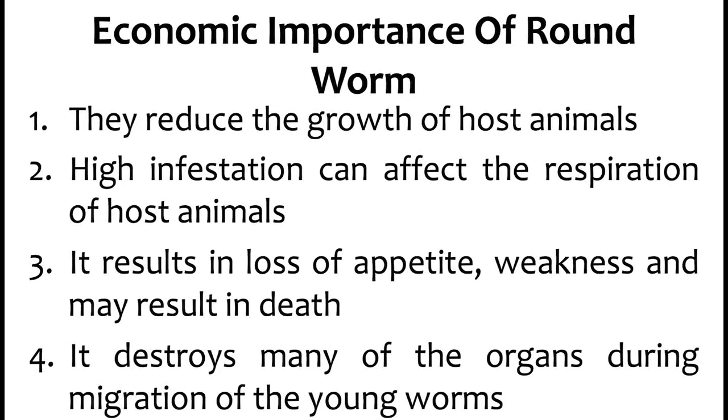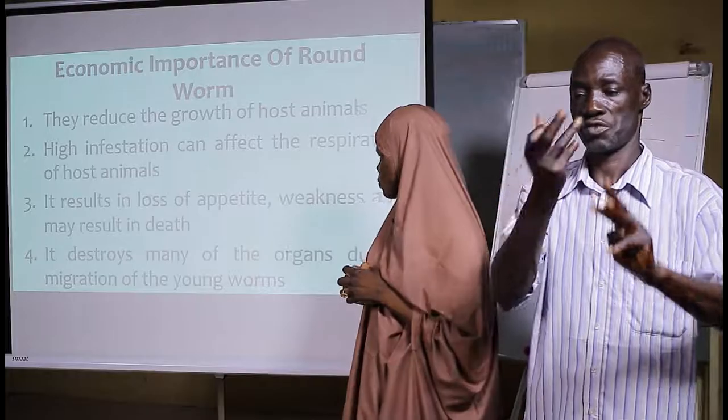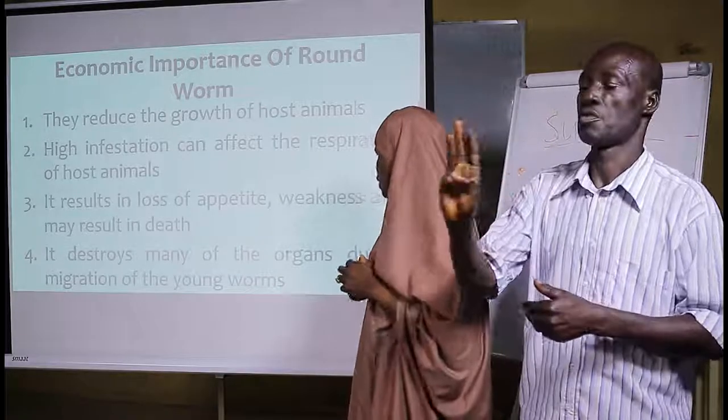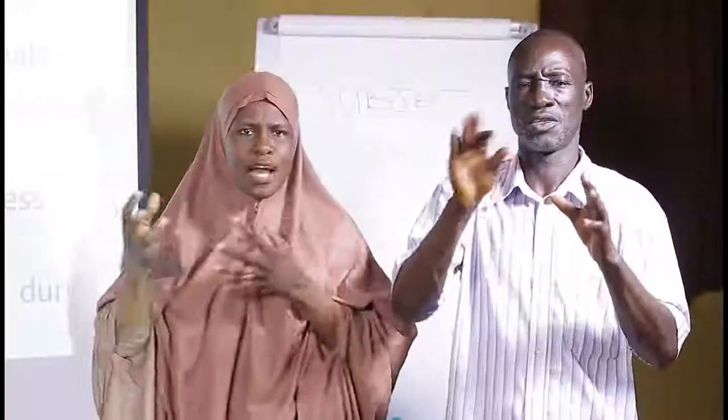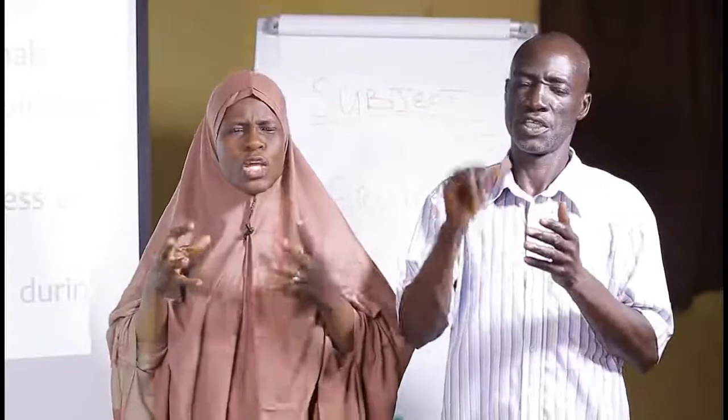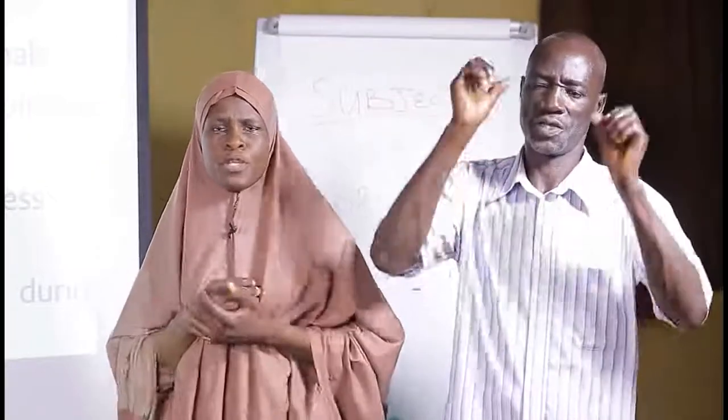The fourth one, it destroys many of the organs during migration of the young worms. When the young worms are migrating, they destroy many organs in the body of the animal, because as they are moving, they destroy a lot of organs in the body.